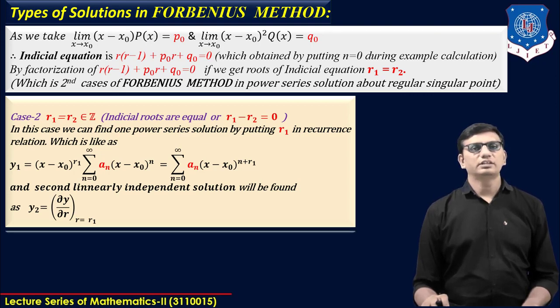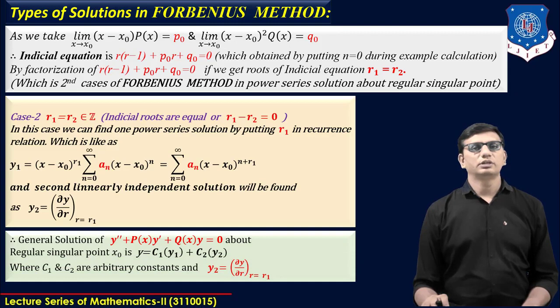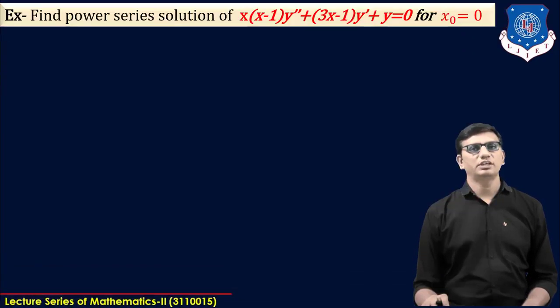Now we can find the general solution y = c1y1 + c2y2, where c1 and c2 are arbitrary constants. Here y1 depends on r1 and y2 is obtained by the partial derivative of y with respect to r, putting r equal to r1 in that partial derivative. Let us see one example of case number 2.